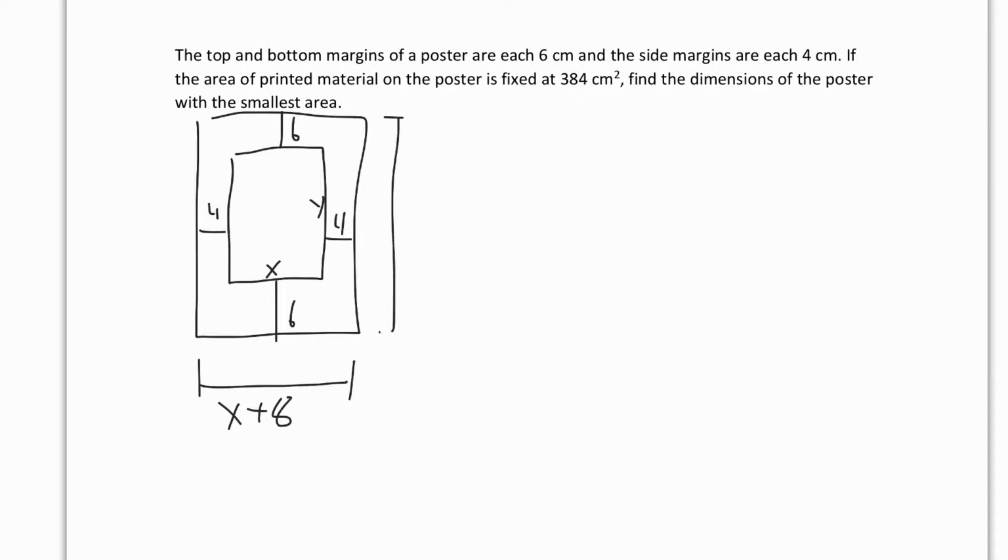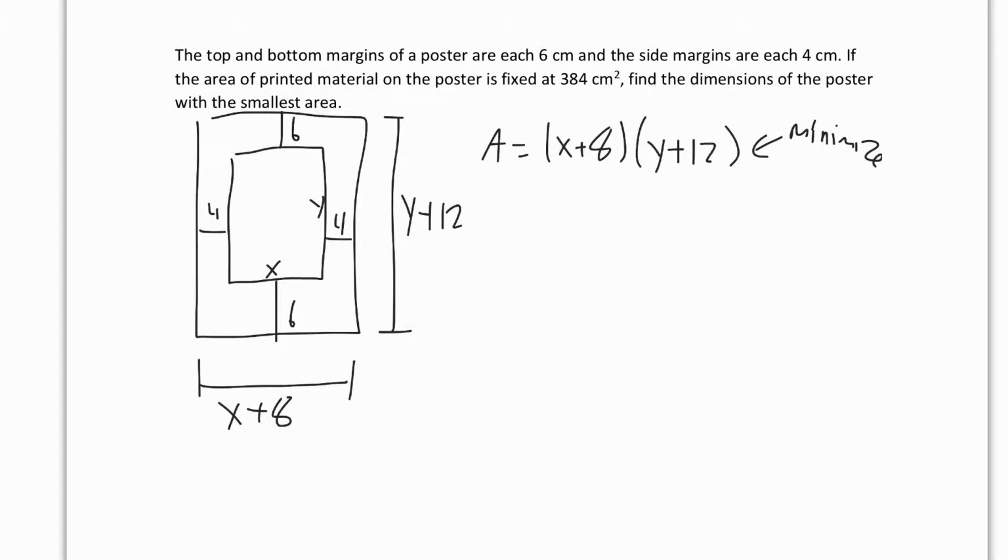And the overall length of the poster, or height of the poster, is going to be not Y, but Y plus 12. And so the area that we're going to be maximizing, or minimizing, I guess in this case, is the poster. This is what we want to minimize. So we need to make sure that those margins are included. Now, obviously there are 2 variables, and so we have to do something else here.